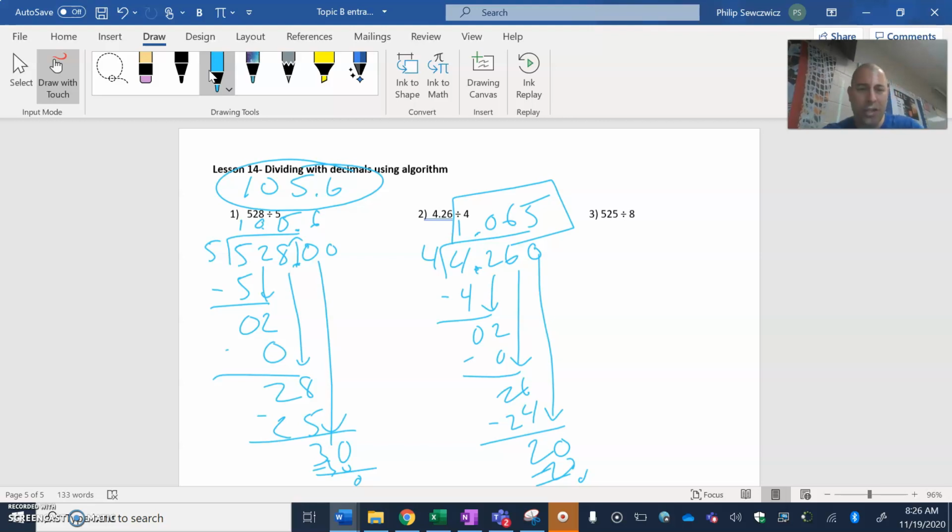Now, in the past 2 problems, we've only had to add 1 0 and bring down 1 0. That's not always going to be the case. Sometimes you're going to have more. Get ready. So, again, division-wise, we've got our 8. We're dividing it into that 525.